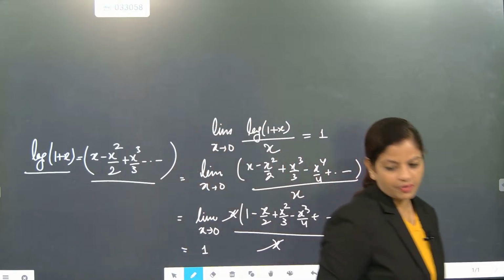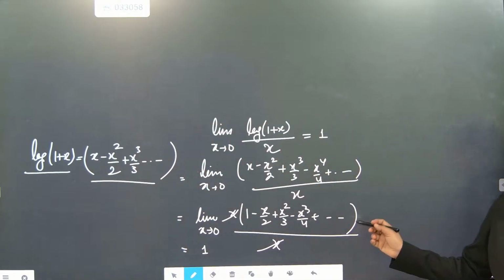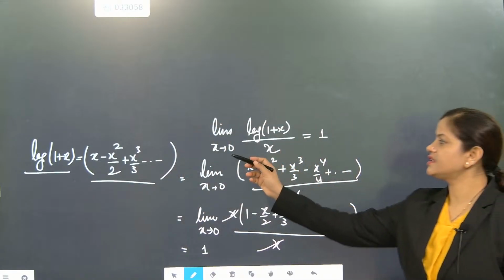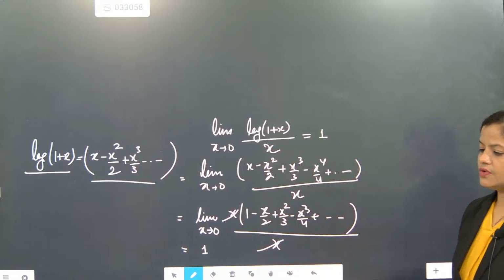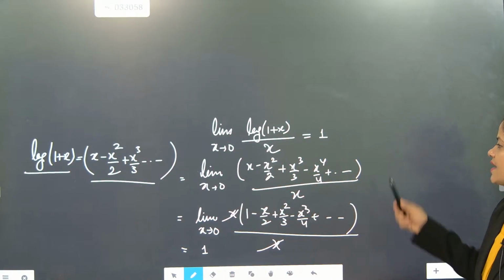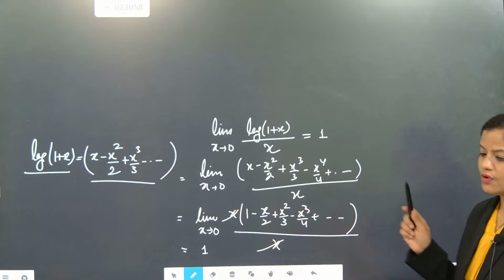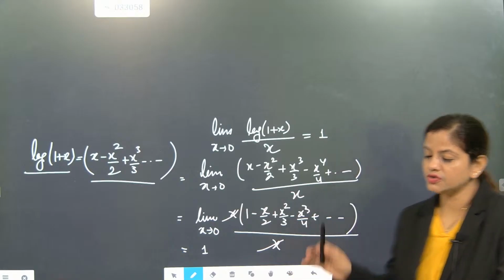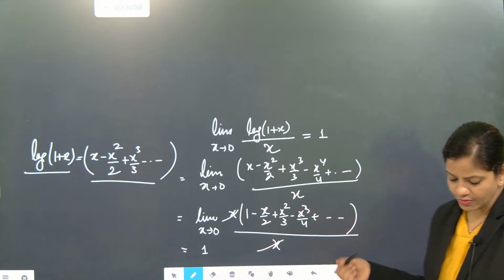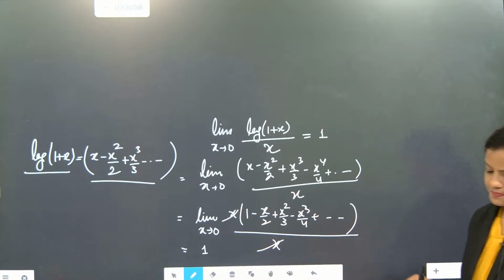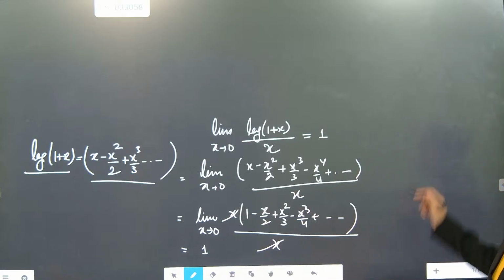So this is the formula. Please kindly remember this formula. Limit x tends to 0 log of 1 plus x by x equal to 1. This is exactly the most important formula for log system. Understood or not? So note down first what the formula is. Rest of the other formulas I have already given you.